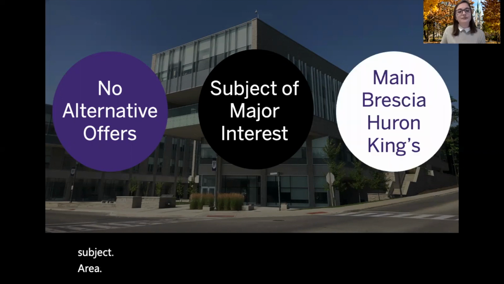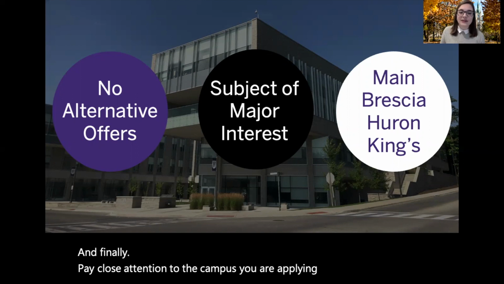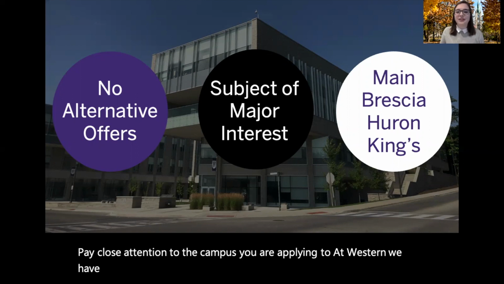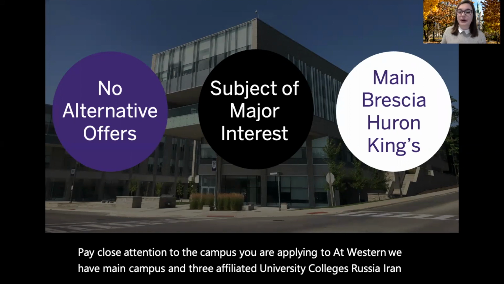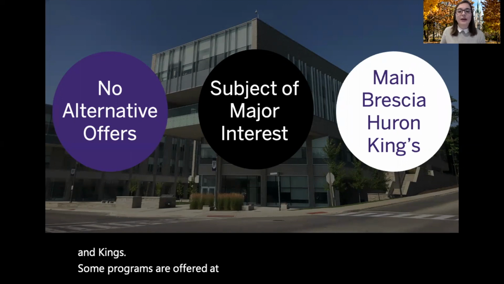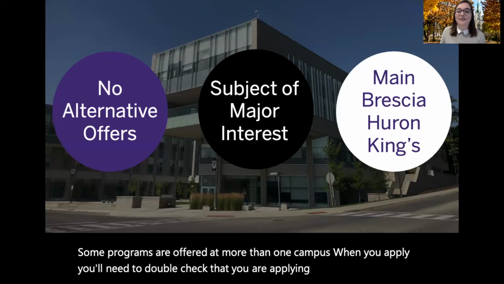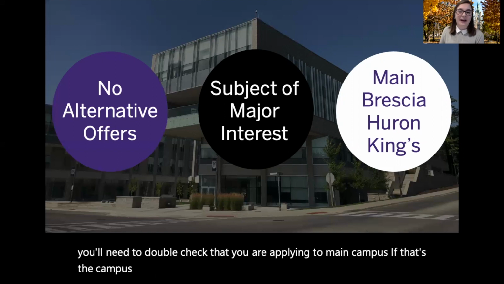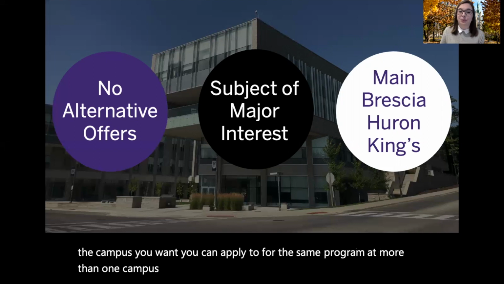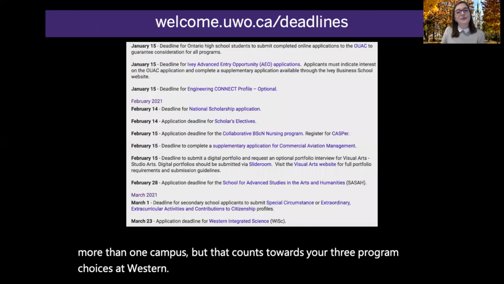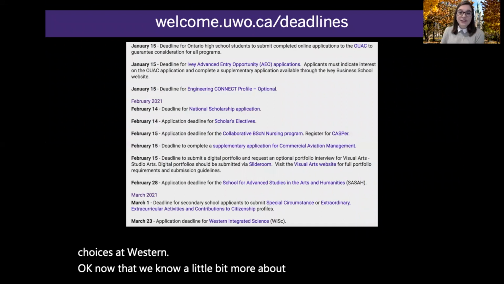And finally, pay close attention to the campus you are applying to. At Western, we have main campus and 3 affiliated university colleges, Brescia, Huron, and King's. Some programs are offered at more than 1 campus. When you apply, you'll need to double check that you are applying to main campus, if that's the campus you want. You can apply for the same program at more than 1 campus, but that counts towards your 3 program choices at Western.